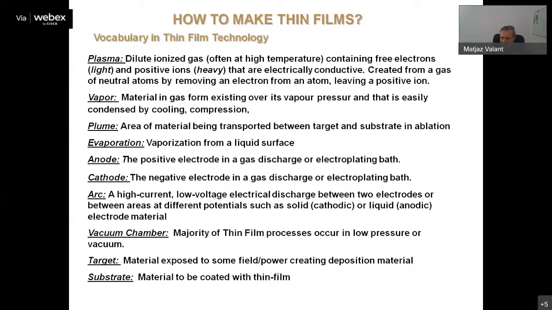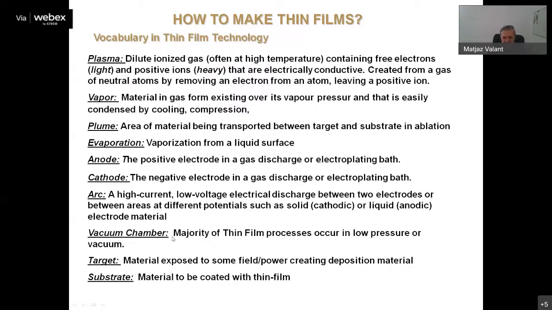Well, if we ablate material with high energy from a solid state, you see a kind of plume. You see a shining area of plasma coming out of the solid, and this plume contains ions of the material that later on condense on the substrate. Evaporation is just a process to prepare vapor from a liquid. We know what anode and cathode are. We're not going to discuss this. Arc is a high current, usually low voltage, though it can also be higher voltage, discharge between two electrodes.